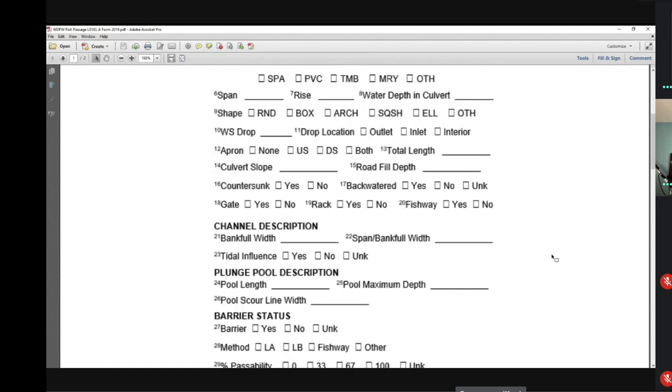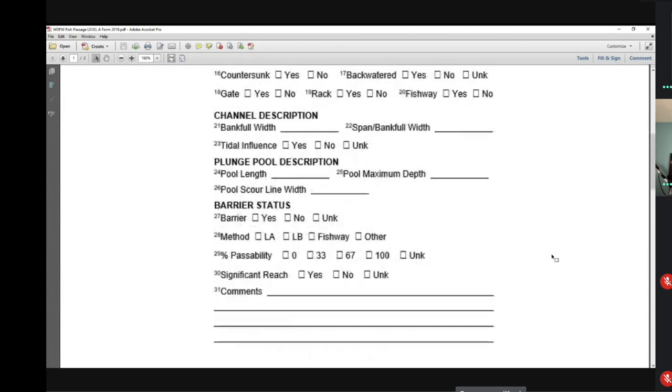Fishway, yes, no. And then channel description. We talked a lot about bankfull width. We talked about this span bankfull width ratio, and that'll make a lot more sense tomorrow. I will mention on the span bankfull width, if you have a site with more than one culvert, you need to add the span of all the culverts. And again, what it's trying to get at is the stream has a width of this wide. Are these culverts, and it could be plural, wide enough to carry the stream through it? So you've got to make sure you add the span of each culvert at that site before you do that division. Tidal influence, most likely no.